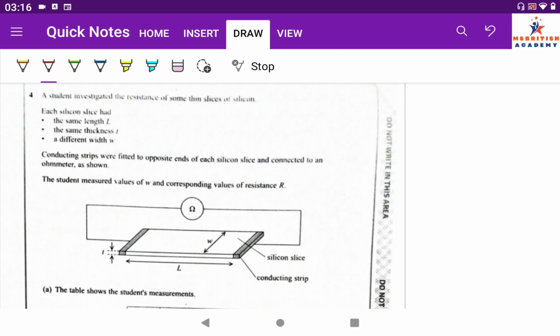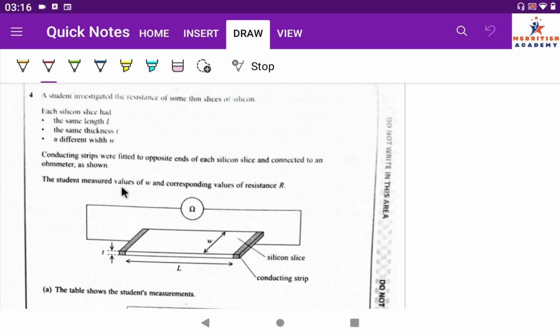Now fourth question. A student investigated the resistance of some thin slices of silicon. Each silicon slice had the same length, the same thickness, and a different width. Conducting strips were fitted to opposite ends of each silicon slice and connected to an ohmmeter as shown.